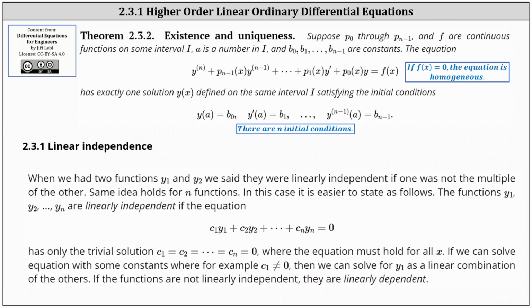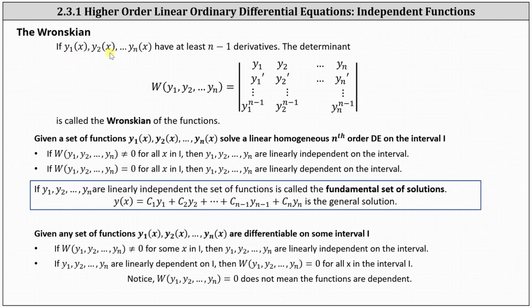And now let's talk about the Wronskian and how it can help us determine whether functions are linearly independent. If we are given the functions y sub 1 through y sub n, and they have at least n minus 1 derivatives, then the determinant shown below is the Wronskian. Notice the first row contains the given functions, the second row contains the first derivatives, the third row would contain the second derivatives, all the way down to the last row, where we have the n minus 1th derivatives. And again, this is called the Wronskian of the functions y sub 1 through y sub n.